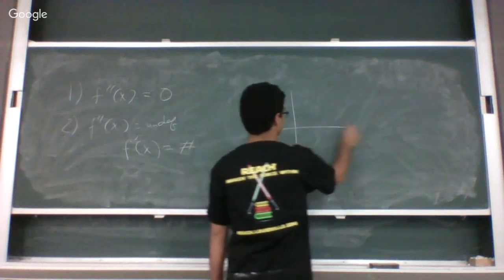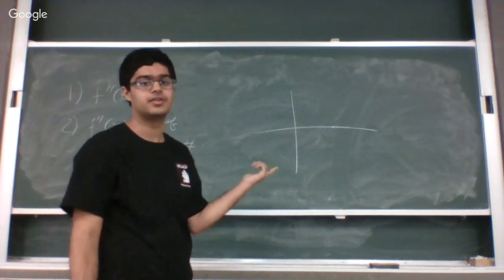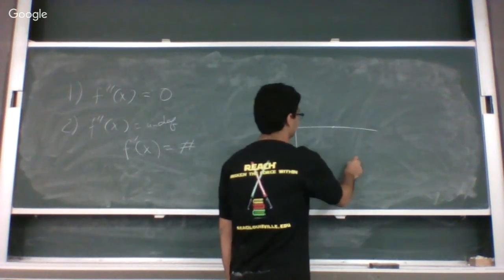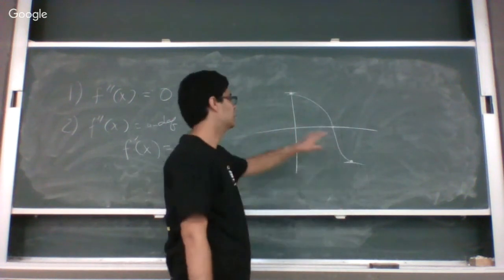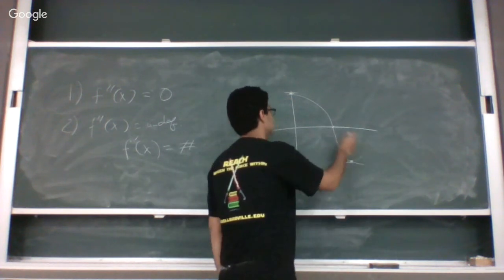Like, it crosses, that's an inflection point. There's a max there, there's a min here. So it goes like that. And you would have found out this is concave down, this is concave up.